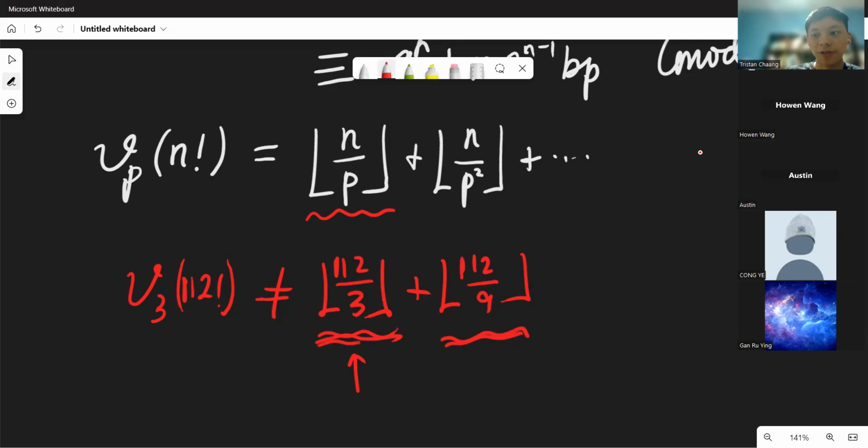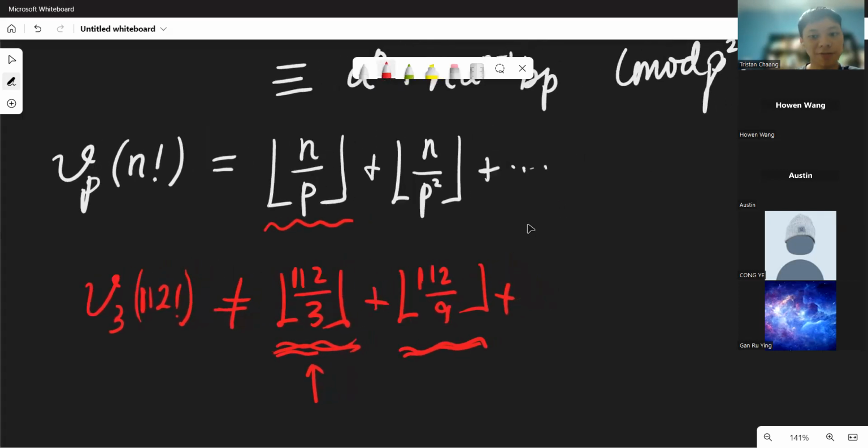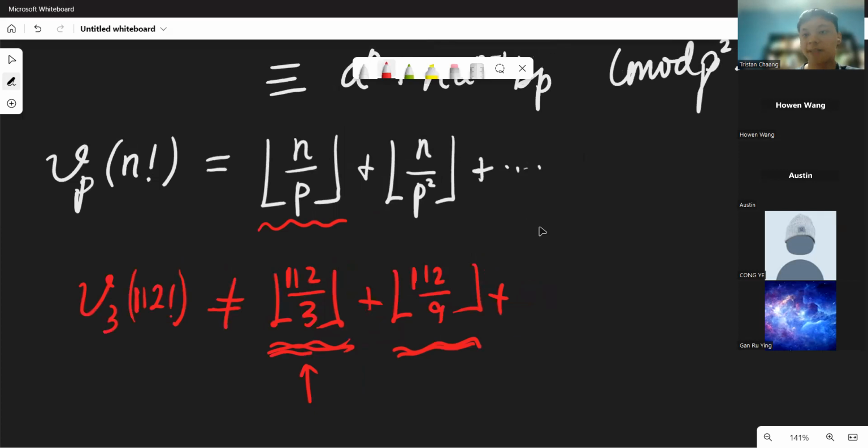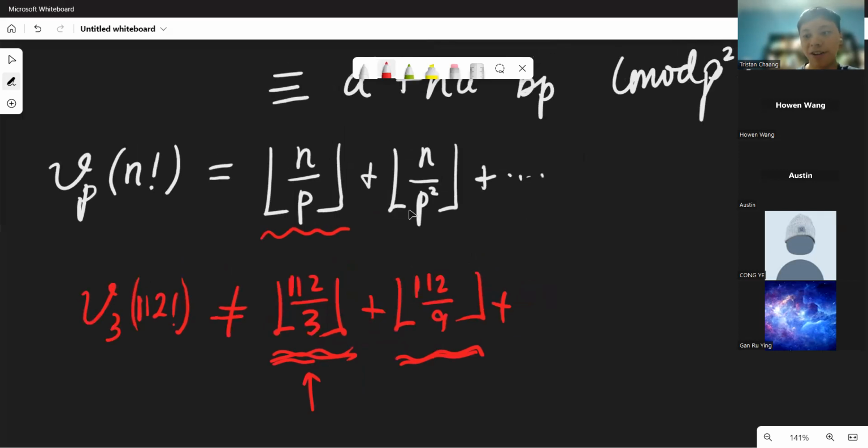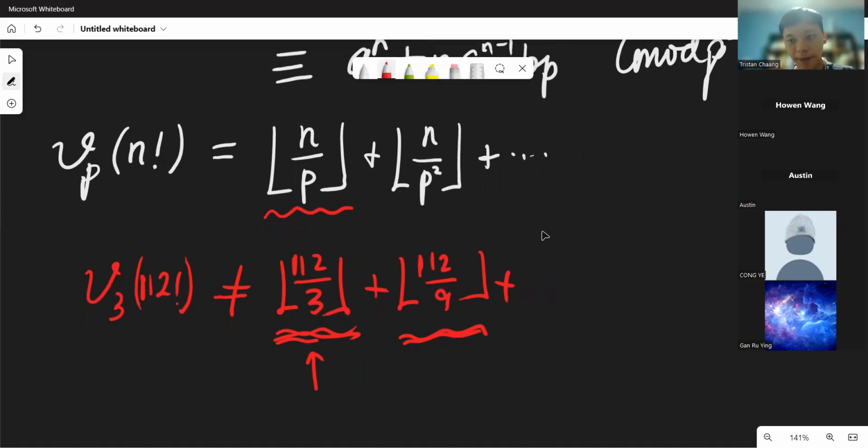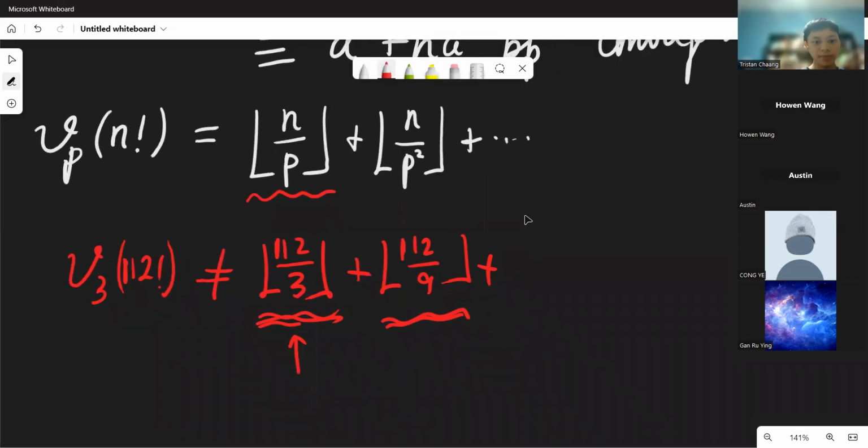because you also have the multiples of 27, right? And those numbers contribute 3 to the v3, and hence you add the number of multiples of 27, and then you add the number of multiples of 81, and so on and so on, until you run out of extra contributions, which is when we stop. And that's also when that floor function becomes 0. Yeah. So that's the first formula for the vp of n factorial.